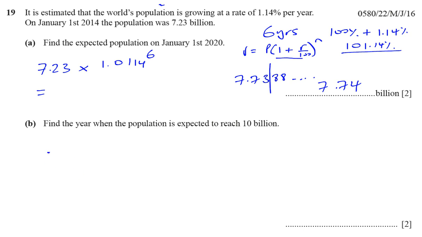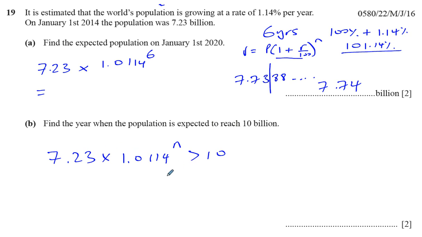So we can continue on. We know that 7.23 times 1.0114 to the power of n, the number of years, we have to find that. And we want to know when this first gets to 10 million, or gets greater than 10 million. Okay, we want to find the year in which this exceeds or reaches or gets bigger than 10 billion, sorry. This is 7.23 billion.